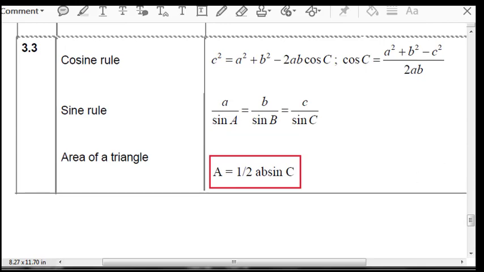Whenever you need to practice mathematics, you have to keep in mind all the formulas.